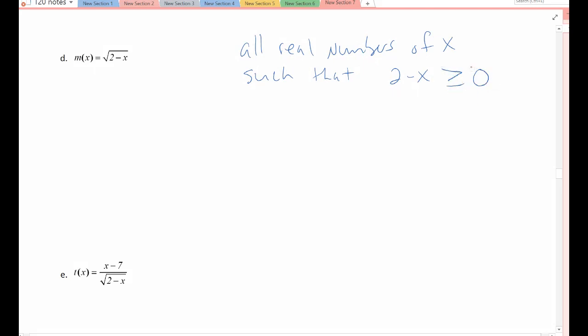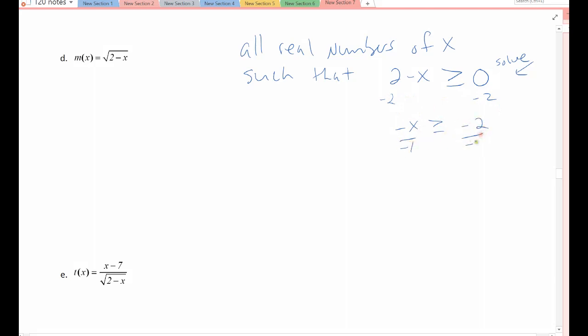I can take the square root of 0. You can plug it in the calculator. Take the square root of 0. Fine. So I can be equal to 0, but then I've got to be positive, bigger than 0. And so this is what I have to solve. First thing is move the 2 to the other side. So I'm going to be left with negative x greater than or equal to negative 2.